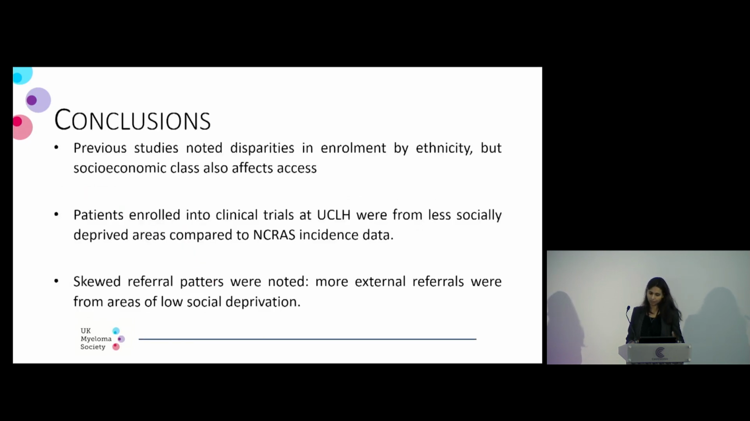So, pulling this data together, as said before, we noted that there were disparities according to ethnicity, but also socioeconomic class affects access and overall survival of patients. Patients enrolled into clinical trials at the UCLH were from less socially deprived areas compared to NCRAS incident data. But also, importantly, we noted that there were skewed referral patterns in that a lot more of our external referrals were from areas of low social deprivation compared to patients from areas of high social deprivation.